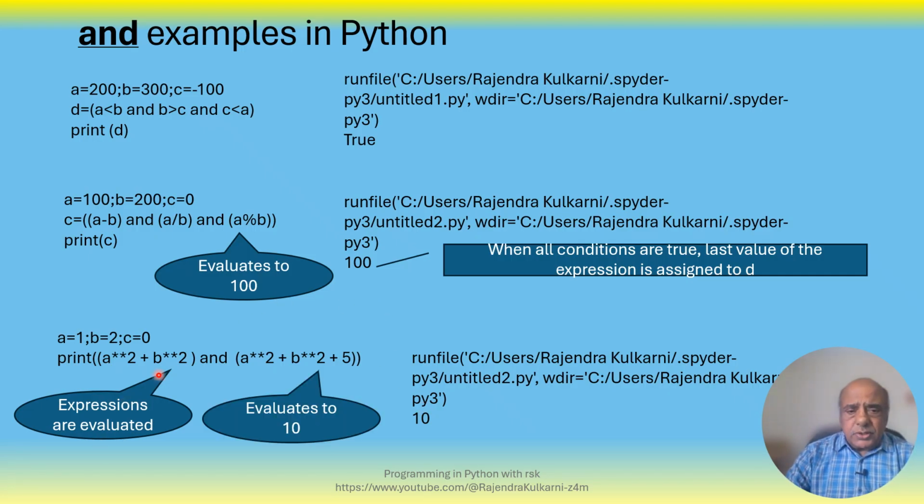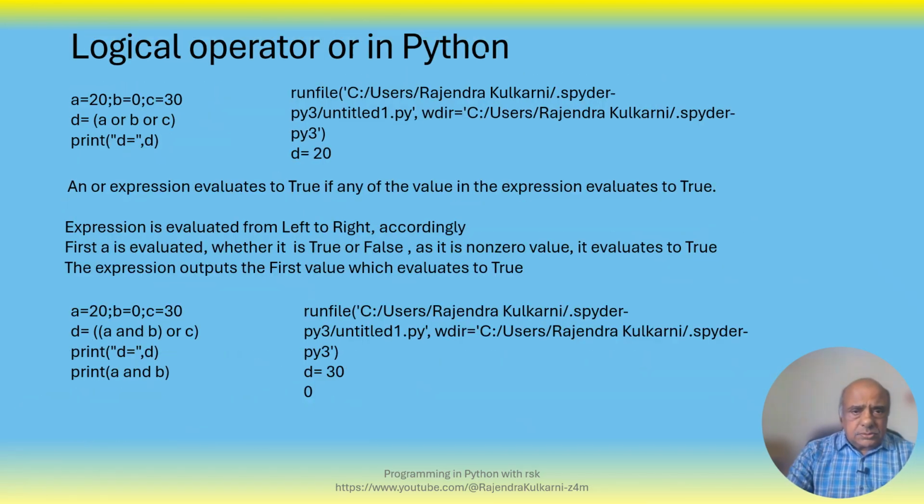Expressions are evaluated and the last expression evaluates to 10. Then there are logical OR operators in Python. An OR expression evaluates to true if any of the values in the expression evaluates to true. The expression is evaluated from left to right.